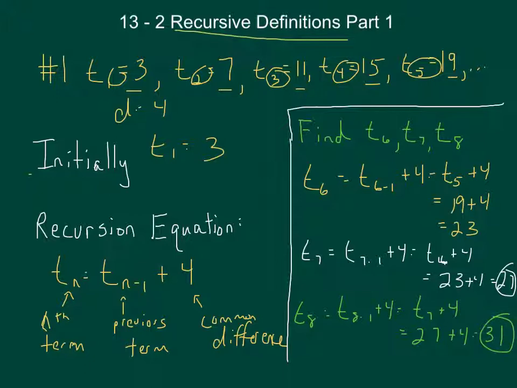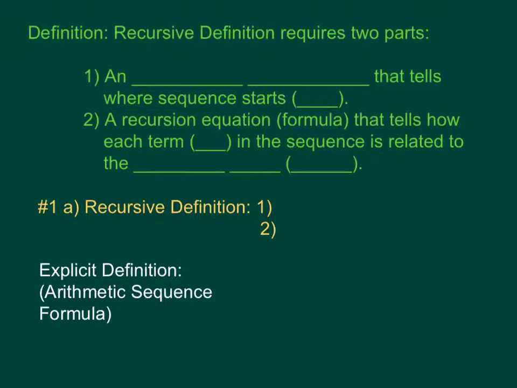That's how a recursion definition works. It's always based off the previous term. But before you can ever get started, you have to have an initial condition. You have to know where the sequence starts. So here's the definition written out. The recursion definition requires 2 parts. It requires an initial condition that tells us where the sequence starts. In other words, T1. We have to know T1.